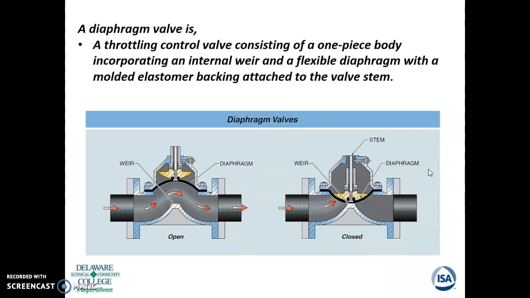And also just look over this at your own pace. We have a diaphragm valve. This is a throttling control valve consisting of a one-piece body incorporating internal weir and flexible diaphragms. So in here again, the diaphragm is just pressing down, whether or not it closes or opens this section here. And you can look at that again in your text.